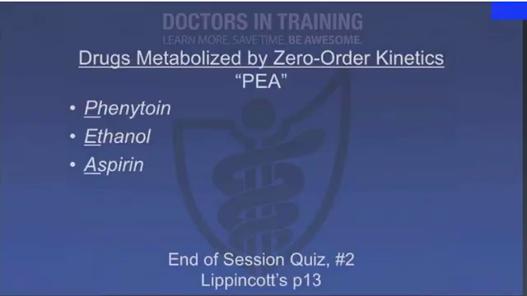List 3 drugs that demonstrate zero-order kinetics in their metabolism. Well, that's going to include phenytoin, ethanol, and aspirin. And you can remember this by the mnemonic P, P-E-A, and it looks like a 0, so that's zero-order kinetics.